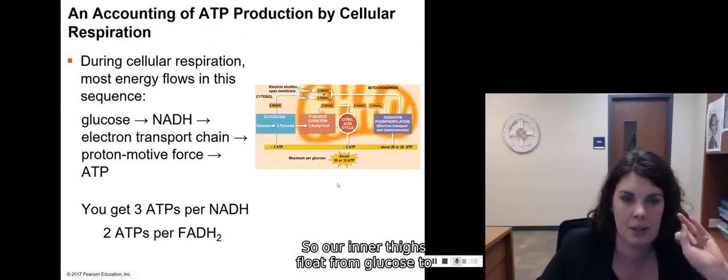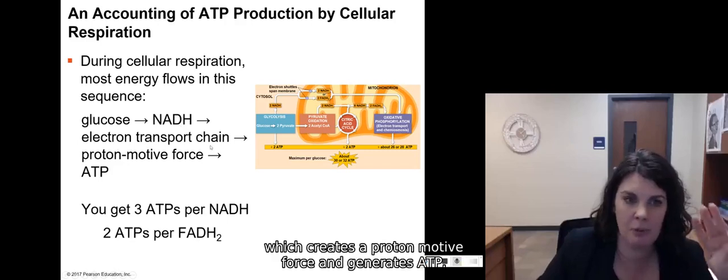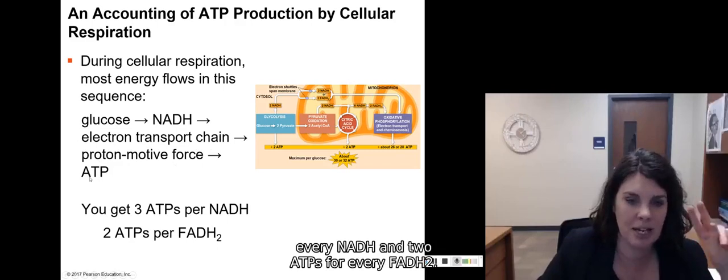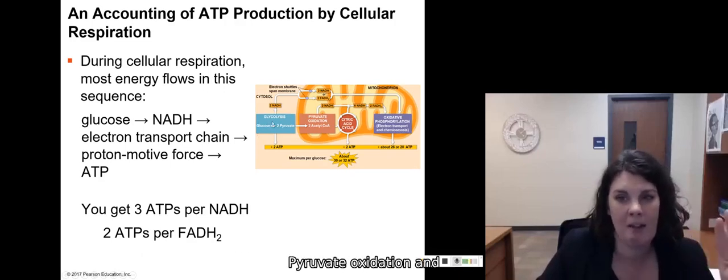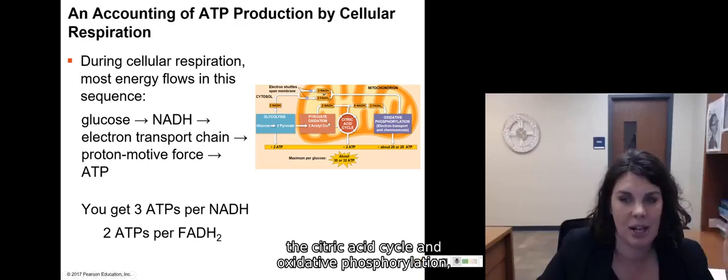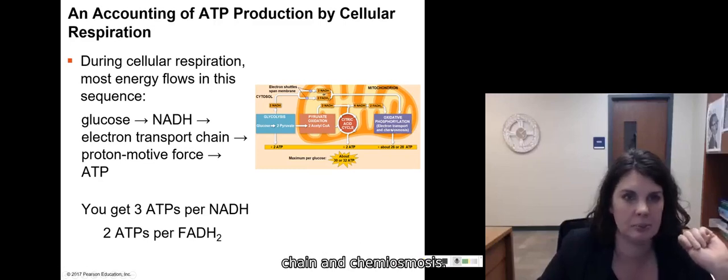So our energy has flowed from glucose to NADH, or FADH2, to the electron transport chain, which creates a proton motive force and generates ATP. Again, 3 ATPs for every NADH and 2 ATPs for every FADH2. It went through glycolysis, then pyruvate oxidation, then the citric acid cycle, then oxidative phosphorylation, which is both the electron transport chain and chemiosmosis.